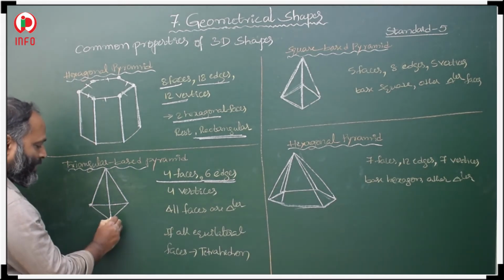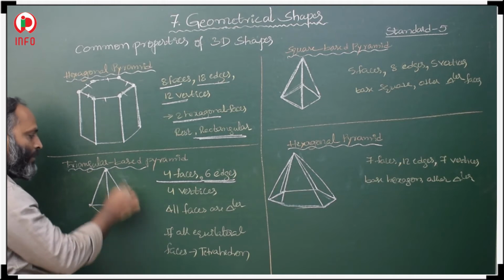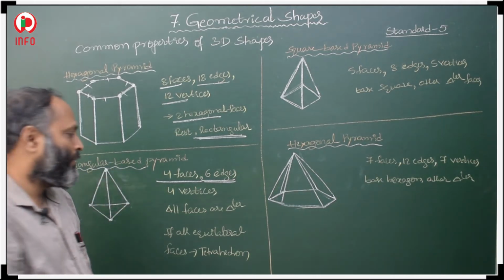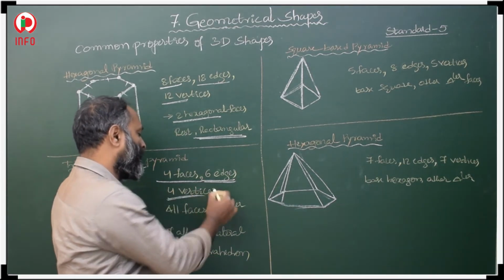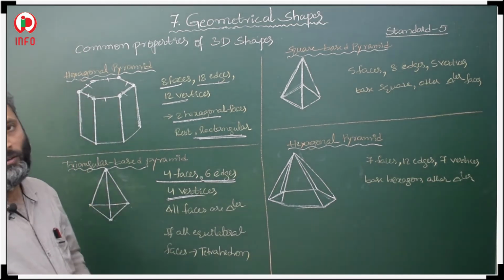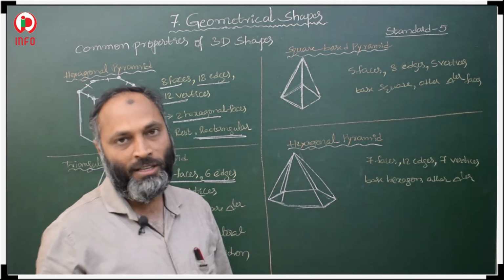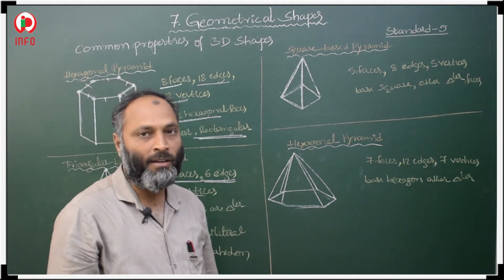First vertex, second vertex, third vertex. 3 vertices at top. Total 4 vertices. Then all faces are triangular shape. Bottom is a triangular shape, surrounding also triangular shape. All faces are triangular shape.